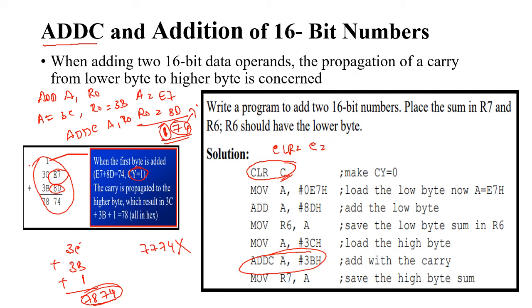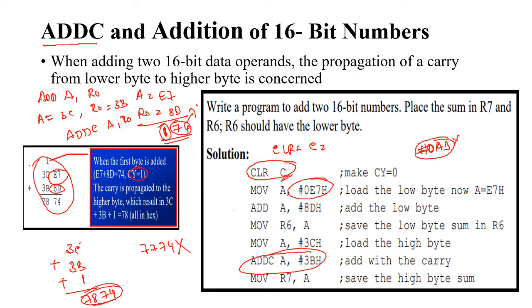For that we will move A comma #0E7, that is an immediate value. Always when you represent a hexadecimal number that starts with an alphabet, it should be preceded by 0. For example, if you write #AB, it will give you an error, so you need to start it with 0, because your compiler gets confused between the character and the data. That is the safer thing to do always.